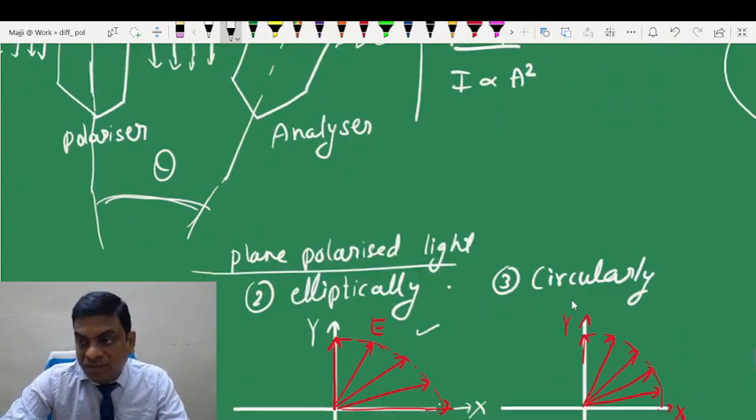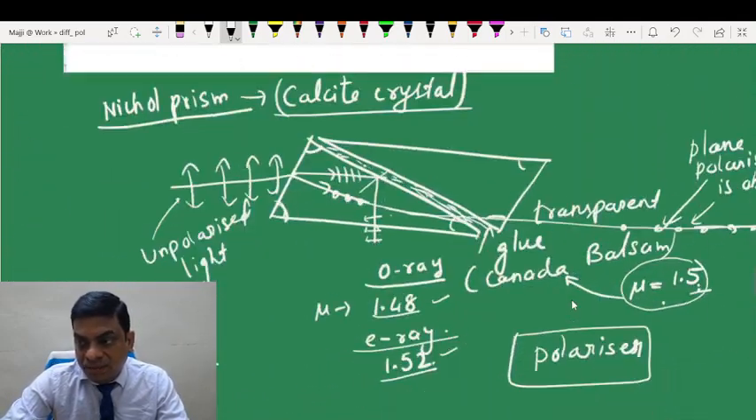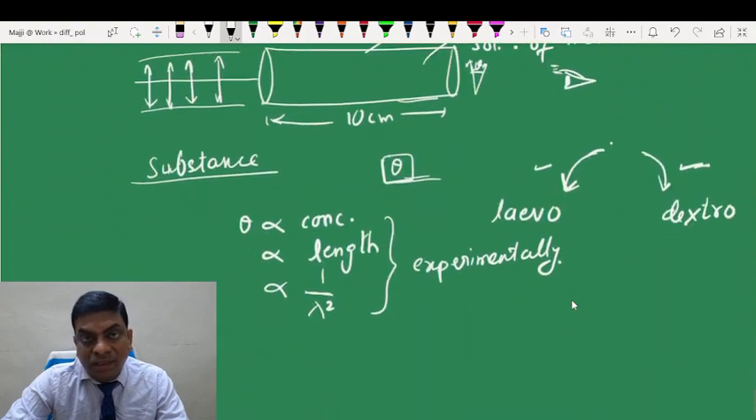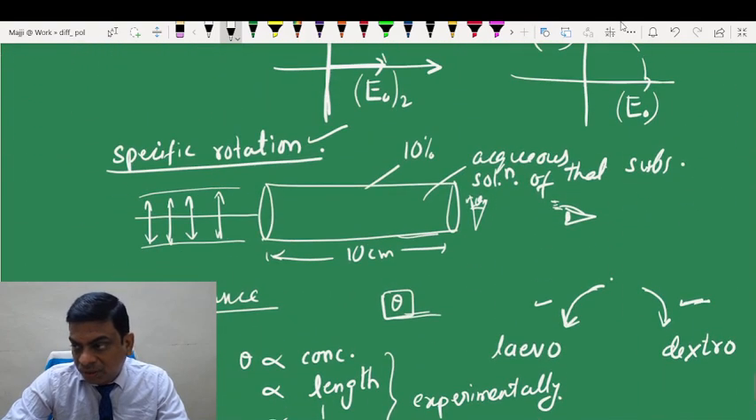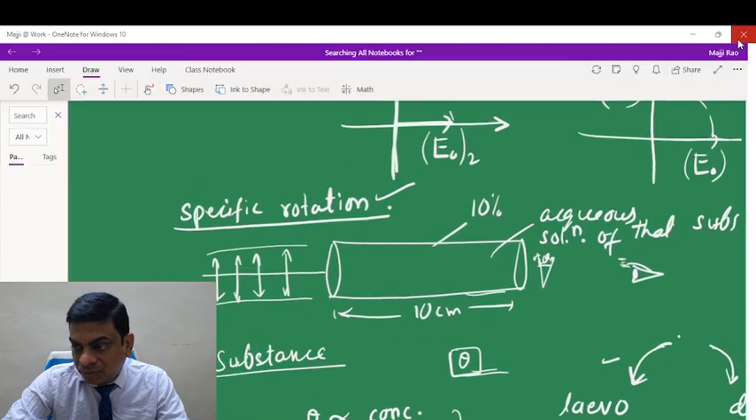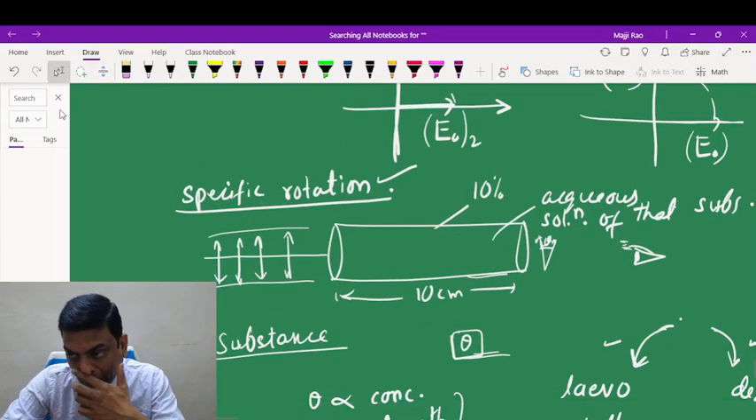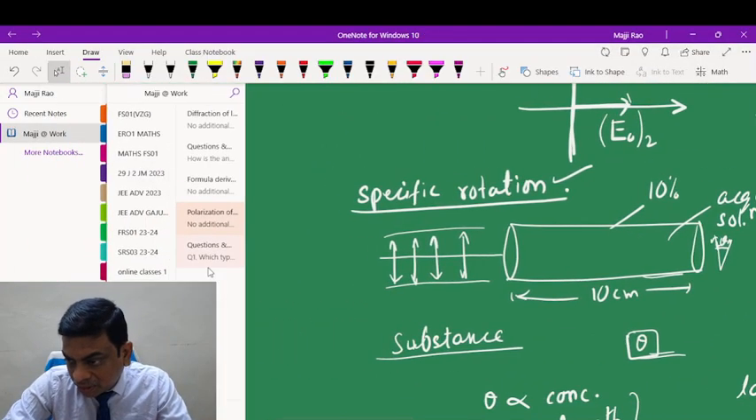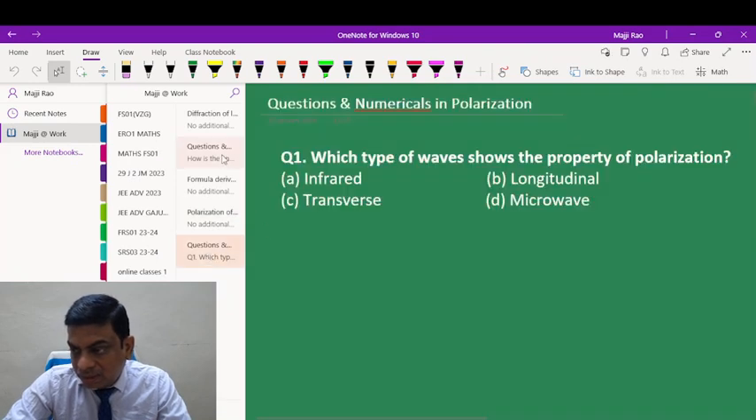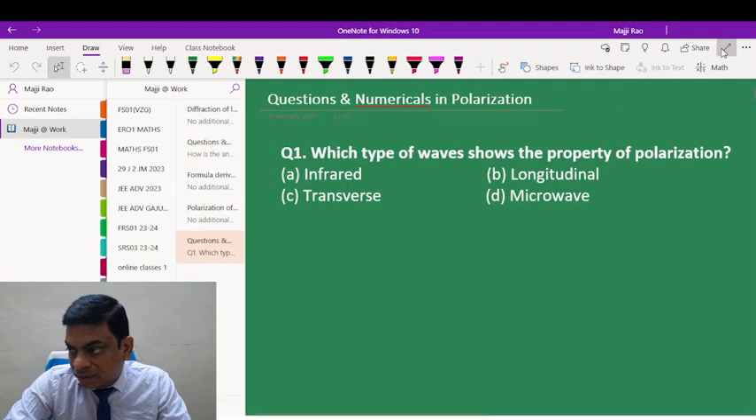So this much should suffice, I guess. This much is enough, and we will quickly discuss different questions, students. Okay. So let us quickly discuss different questions. I'll take you to another page here. Yes. So quickly let us discuss them one by one.